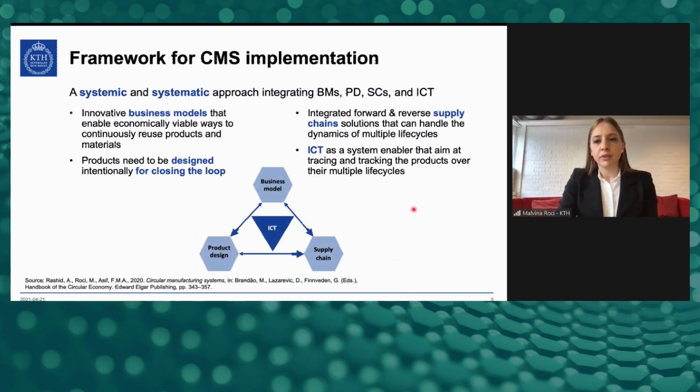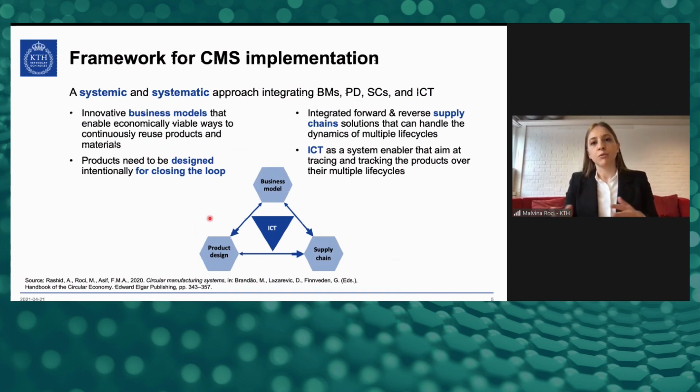We recently published a book chapter in the Handbook of the Circular Economy where we propose a framework for implementing circular systems. And what you can see here is a systemic approach that tries to integrate the aspects of business model, product design, supply chain, and ICT. So there is a need for innovative business models that enable economically viable ways to reuse products and materials. The products need to be designed for closing the loop. So we talk about design for value retention, design for life cycle extension, and so on.